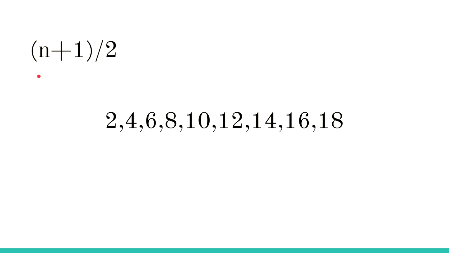We can use the formula n plus 1 divided by 2 to figure out the median, where n is the number of numbers in the sequence. So there are 9 numbers in this sequence, so we'll substitute n for 9, which gives us the answer 5. So we'll color code m, which is the median, yellow.